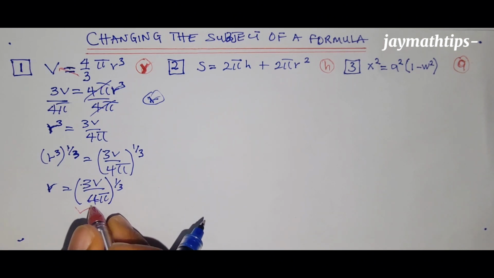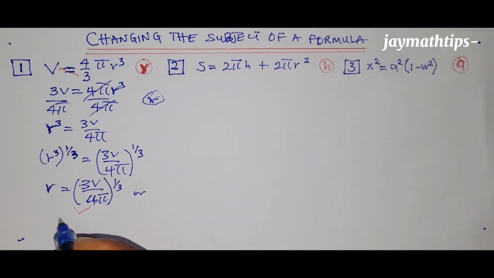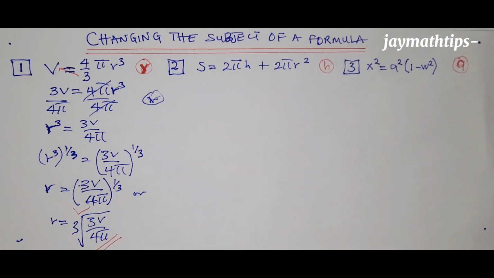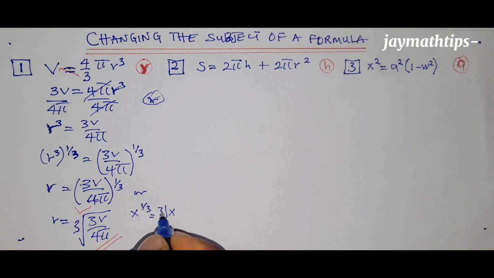But you can also express this very one as, let me write it down here, 3v all over 4 pi, that is the cube root of that. So this is also correct. In case you don't understand why this is written as this, from your indices, we all know that 1 all over 3 is same thing as this.